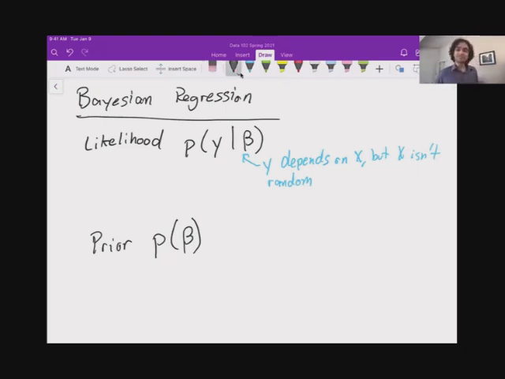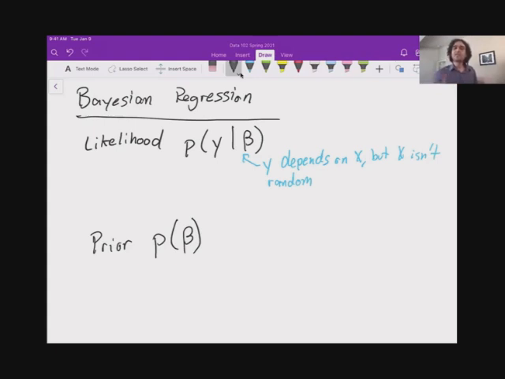Remember the setup: we have this likelihood model, P of y given beta, which says if I know the coefficients, then what's my distribution over y? Notice that this also depends on x, but x isn't random, so I'm not putting it behind the conditioning because it's not a random variable. I also have the prior P of beta, which is my belief about beta before I see any data.